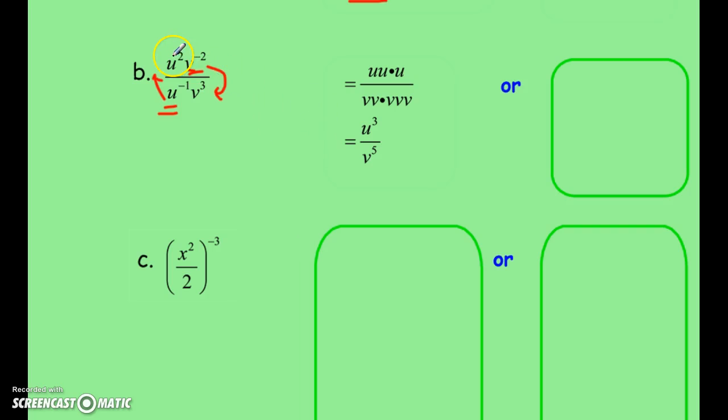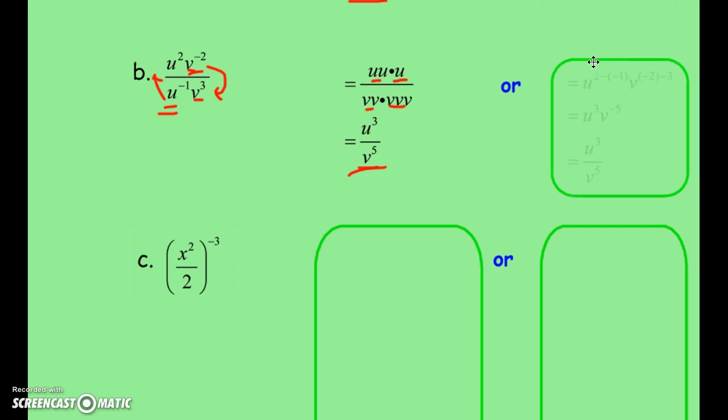So when I did that, I had u squared, so u times u, and then I moved that u from the bottom up, so we have times u, and then we had 3 v's on the bottom, that's here, and the 2 v's from the top that got moved to the bottom are listed here, giving us our final answer of u to the 3rd, v to the 5th.